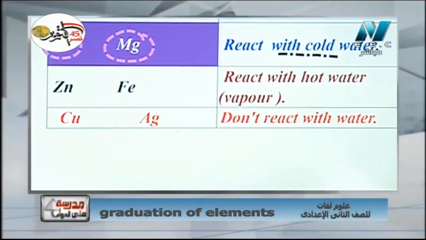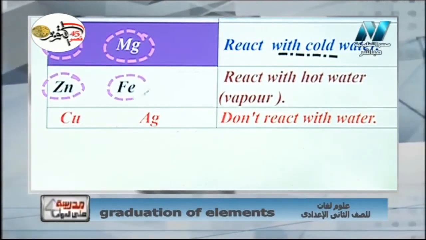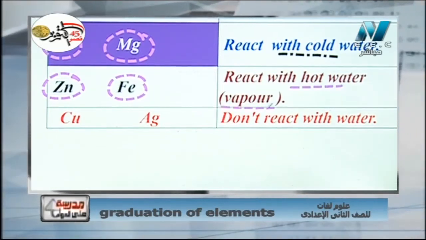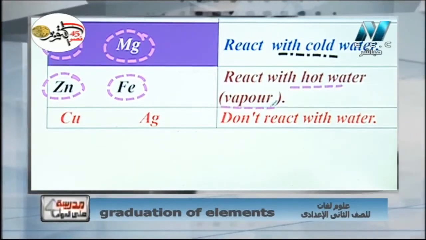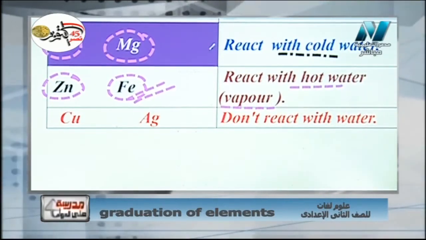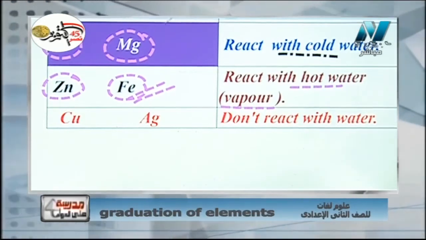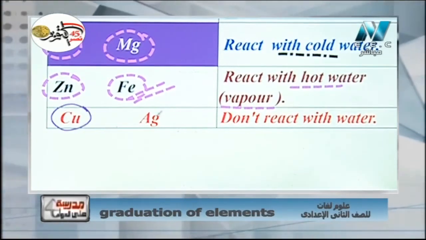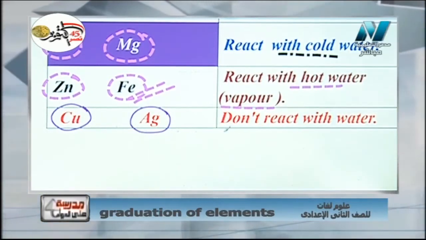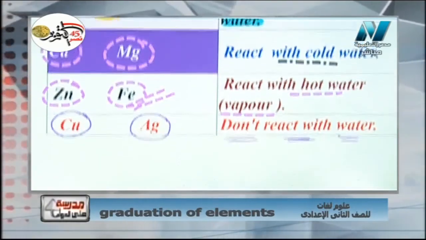And here we have what? We have zinc and iron. They react with hot water or water vapor, اللي هو بخار الميه, as iron reacts with water forming iron rust, اللي هو صدى الحديد مثلا. And the last point here, copper and silver, اللي هو النحاس والفضة, don't react with water, so they are inactive metals.